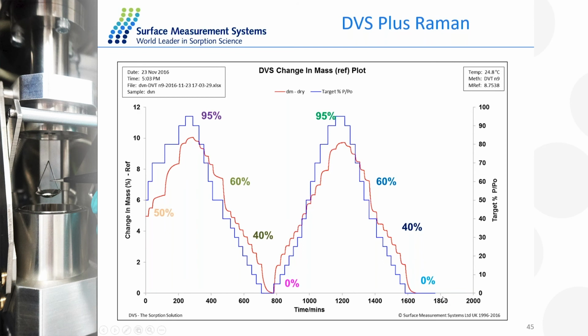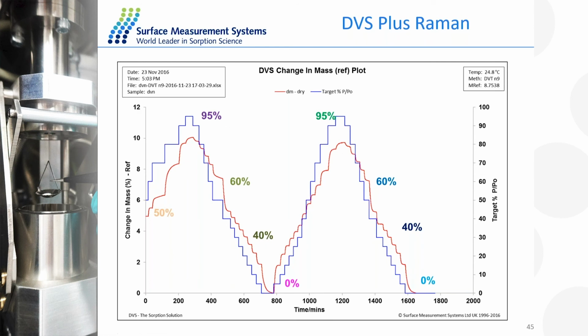What we want to see is whether the material is reversible, and can we see any change in the structure of the material? So from the DVS data, we can see that the material is perfectly reversible. We can do an adsorption, desorption, adsorption, and desorption, with no changes from that point of view.